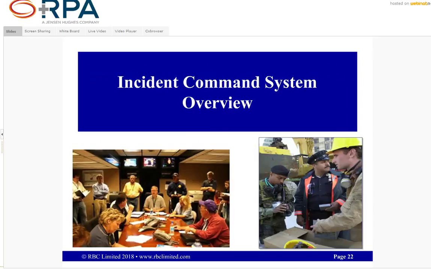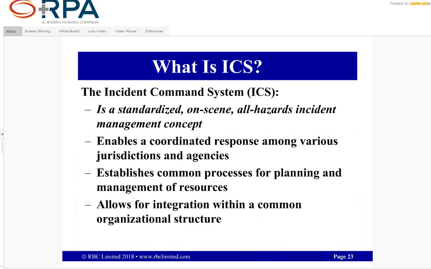So we want to just make sure that everybody's aware of the Incident Command System, which is the ICS. Of course, this is a system that's well known. It's a standardized on-scene all hazards incident management concept. It envelops and integrates the communication plan to coordinate response. So we know it well on the local, regional, state, and federal level, but this ICS can be used internally in your individual organization as well.